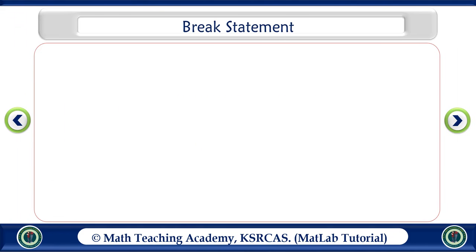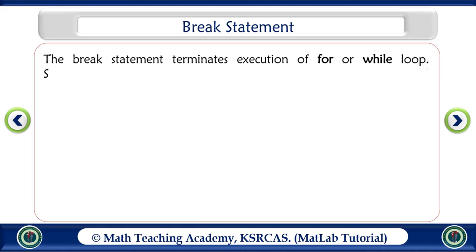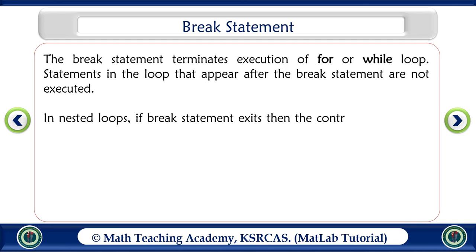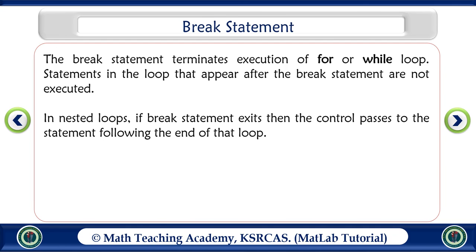Now let's see the break statement. The break statement terminates execution of a for loop or while loop. Statements in the loop that appear after the break statement are not executed. In nested loops, if a break statement is encountered, then the control passes to the statement following the end of that loop. The syntax of the break statement is just break semicolon.